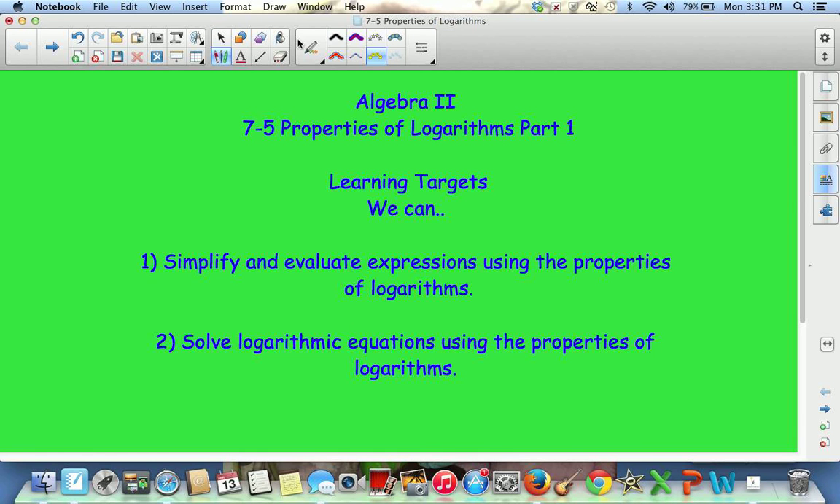Hi, Algebra 2 students. We're going to look at properties of logarithms, and this will be part 1. In this video, we are going to look at this learning target. We're just going to be able to simplify and evaluate expressions. In class, we're going to be able to actually solve equations.